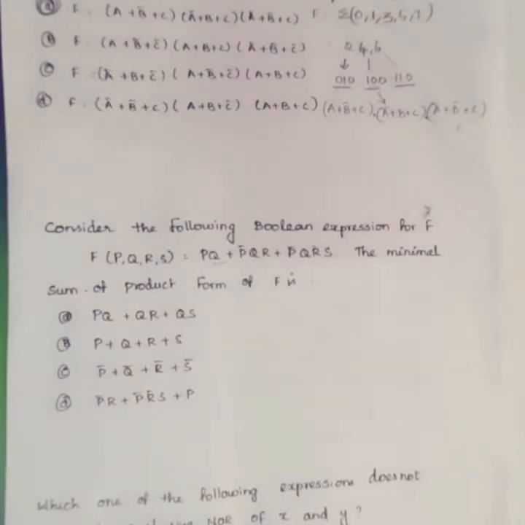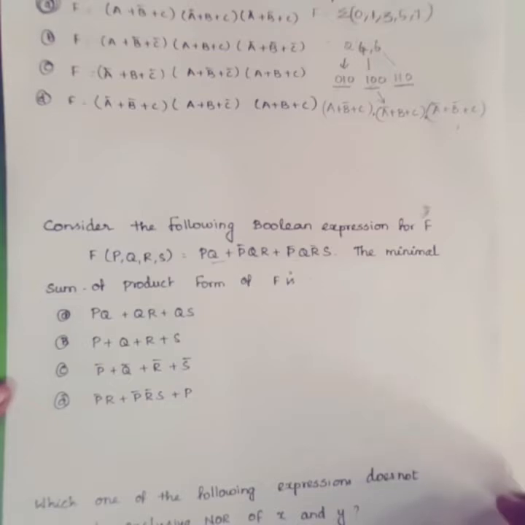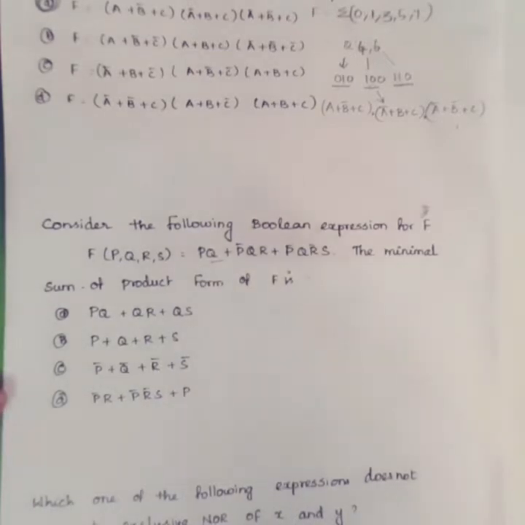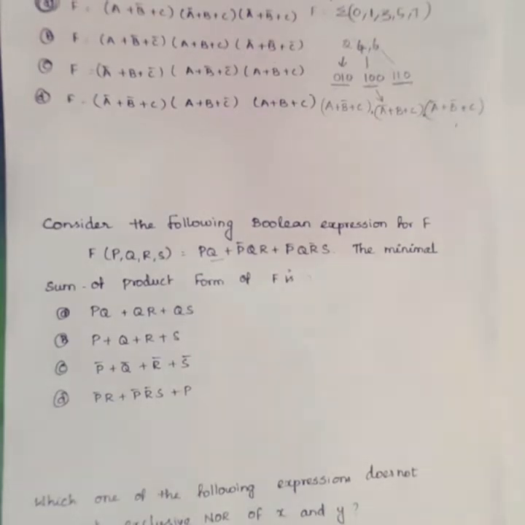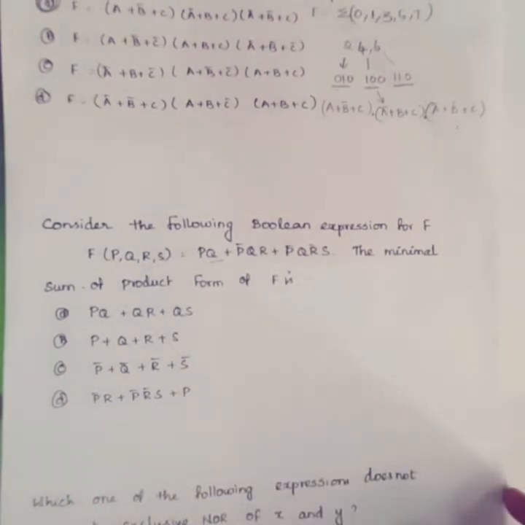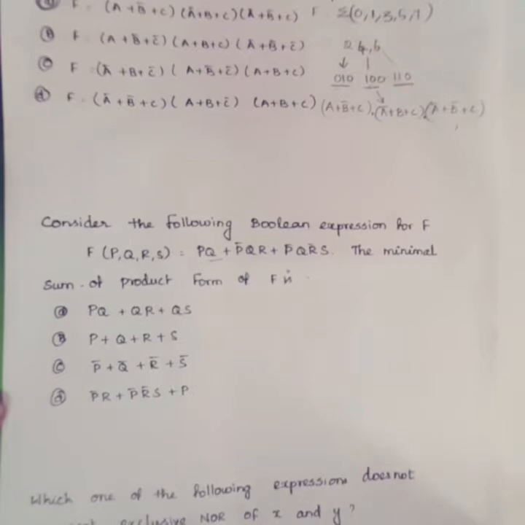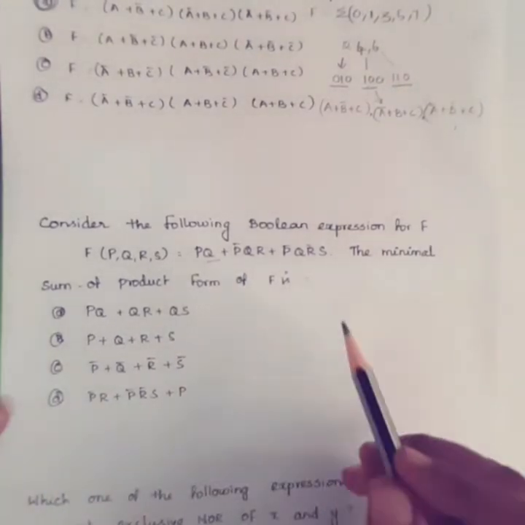Next question, consider the following Boolean expression for f. F is equal to PQ plus P bar QR plus P bar Q R bar S. Find the minimal sum of product form of f. So we have to minimize this Boolean expression. We can use K-map, or we can use Boolean algebra rules to minimize it. So first we will use the rules to minimize this.